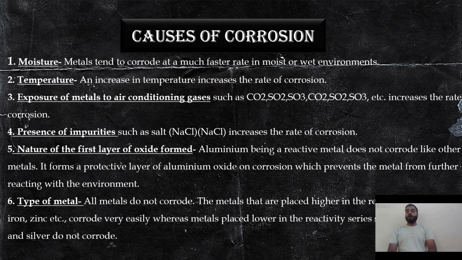Fifth cause is nature of the first layer of oxide formed. Aluminium, being a reactive metal, does not corrode like other metals. It forms a protective layer of aluminum oxide on corrosion which prevents the metal from further reacting with the environment. Sixth cause is types of metal. All metals do not corrode. The metals that are placed higher in the reactivity series such as iron, zinc, etc. corrode very easily, whereas metals placed lower in the reactivity series such as gold, platinum and silver do not corrode.